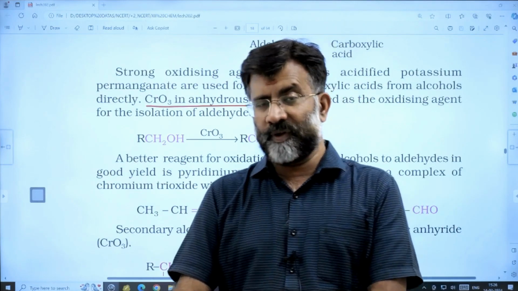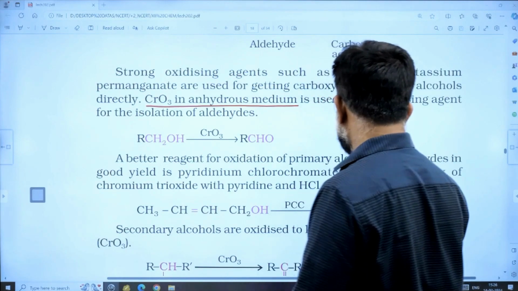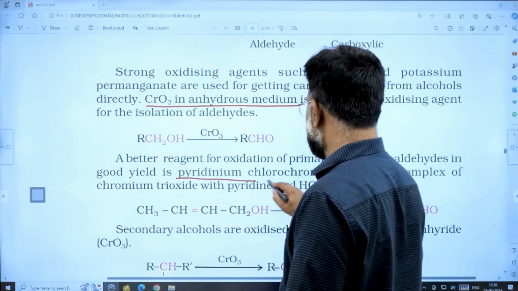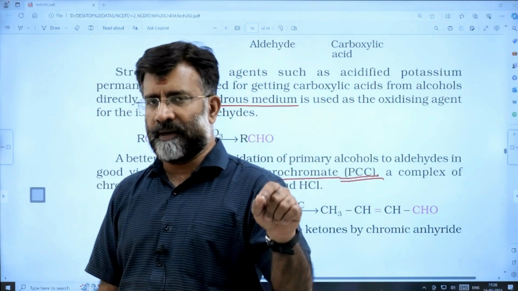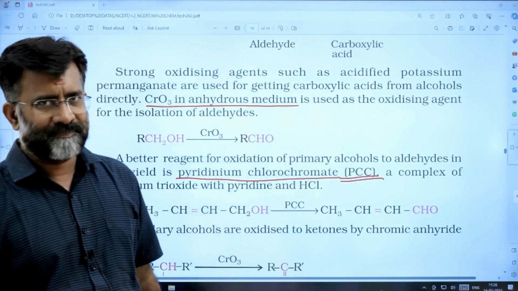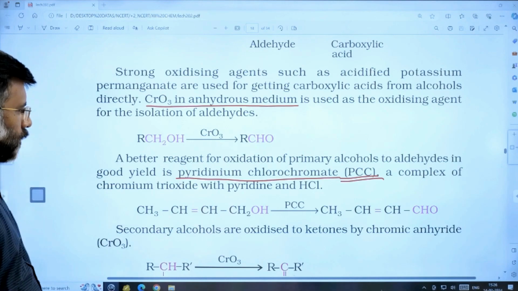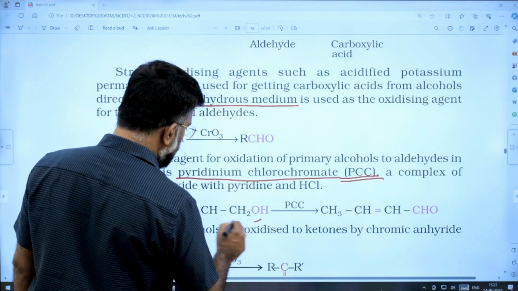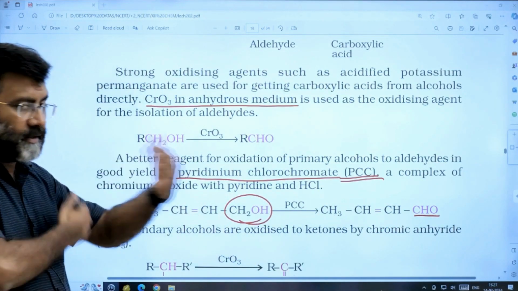There is another very important reagent, maybe you are aware of it, PCC. PCC is very, very important. PCC, pyridinium chlorochromate, is a 1:1 ratio of pyridine, HCl and chromic oxide. When mixed, you get a complex, pyridinium chlorochromate, PCC. PCC can also oxidize a primary alcohol to aldehyde. It won't oxidize further.